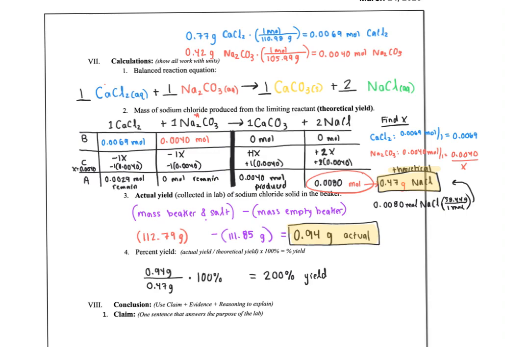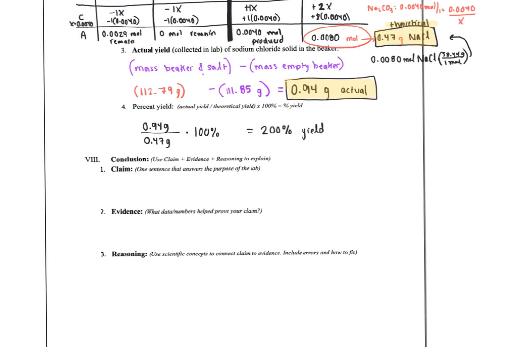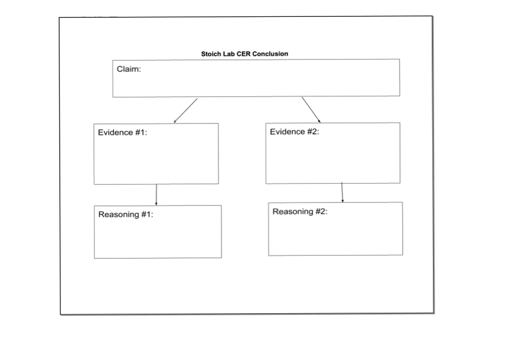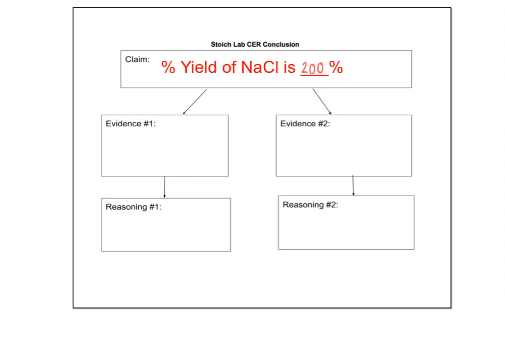So the next step is our CER, so claim, evidence, and reasoning. I'm actually going to fill it out on something different, and you should have this graphic organizer too. So I'm going to use this graphic organizer to help organize our thoughts and ideas. The claim answers the purpose of the lab, and the purpose of the lab was to find the percent yield of NaCl. So I'm literally going to write one sentence straight out. The percent yield of NaCl is 200%.